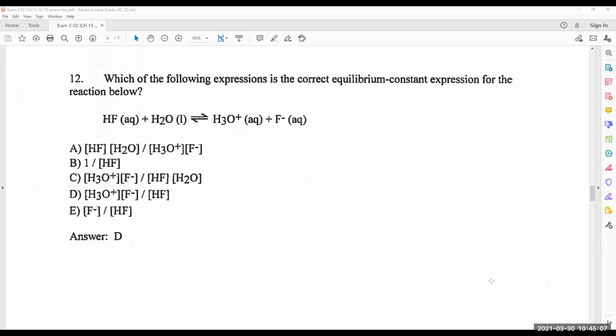And we'd have products over reactants. So products would be the concentration of H3O plus times the concentration of F minus, divided by the concentration of HF. We'd go back and look to see if there are any coefficients in front in our reaction equation, and there's not. So we're good to go with just H3O plus times F minus divided by HF.